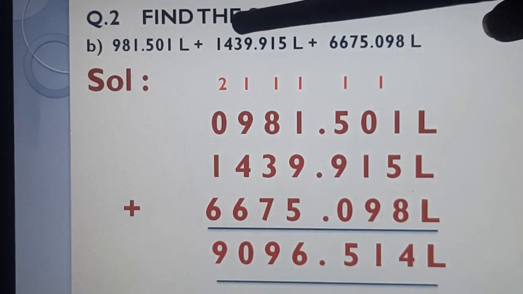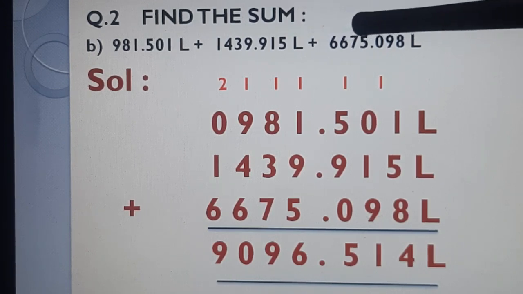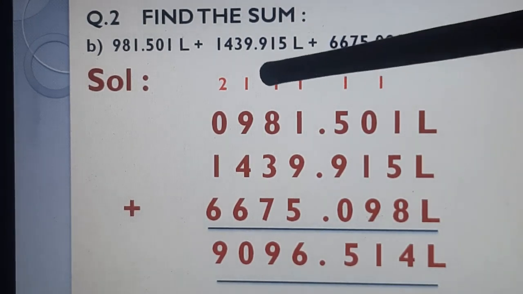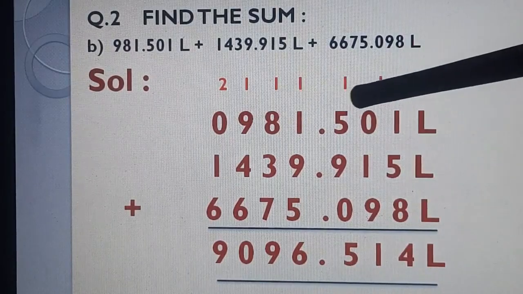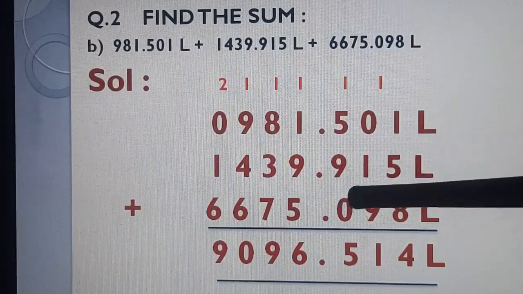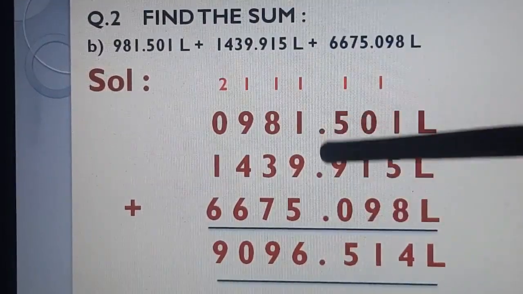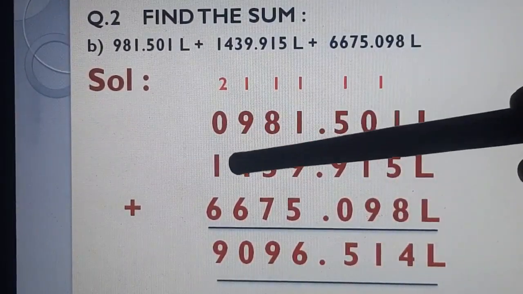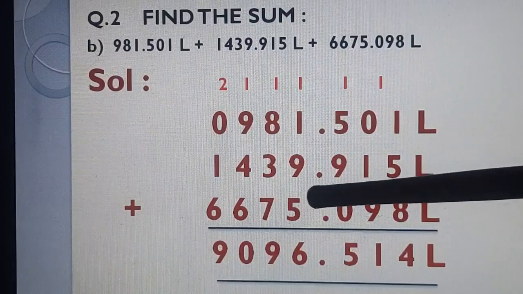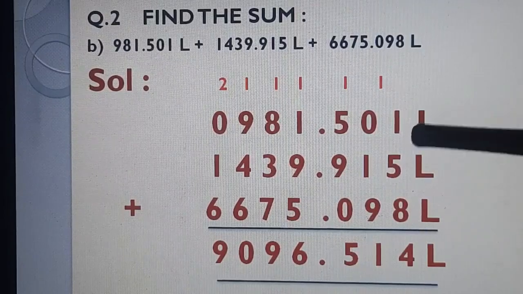Now second question. B part. 981.501 liter plus 1439.915 liter plus 6675.098 liter. So write down very carefully. 981.501 liter. Below this you have to write down 1439.915 liter. Decimals will be written in same vertical line. And here as 1000 is here, so here you are going to write down 0. Then next is 6675.098 liter. Now do addition.